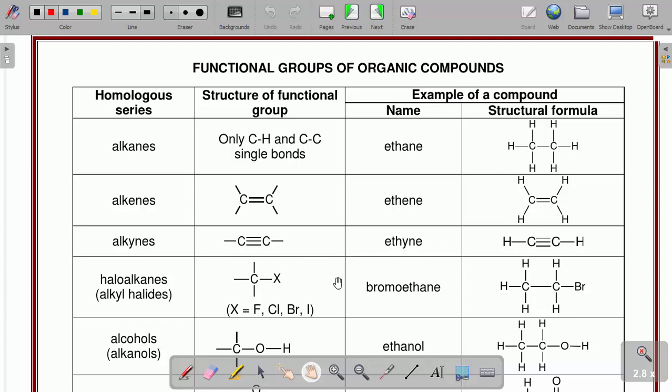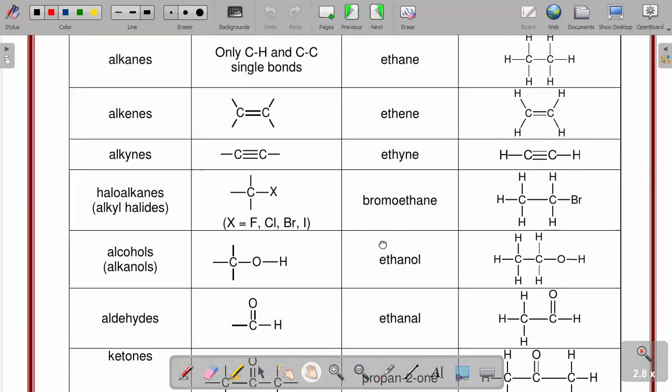That's a triple bond. Then alkyl halides. They contain a halogen attached to the carbon atom, which could be fluorine, chlorine, bromine, or iodine. Bromoethane is an example here. You see, this X is now bromo here. So when we attach the halogen to an alkyl group, we form the alkyl halide.